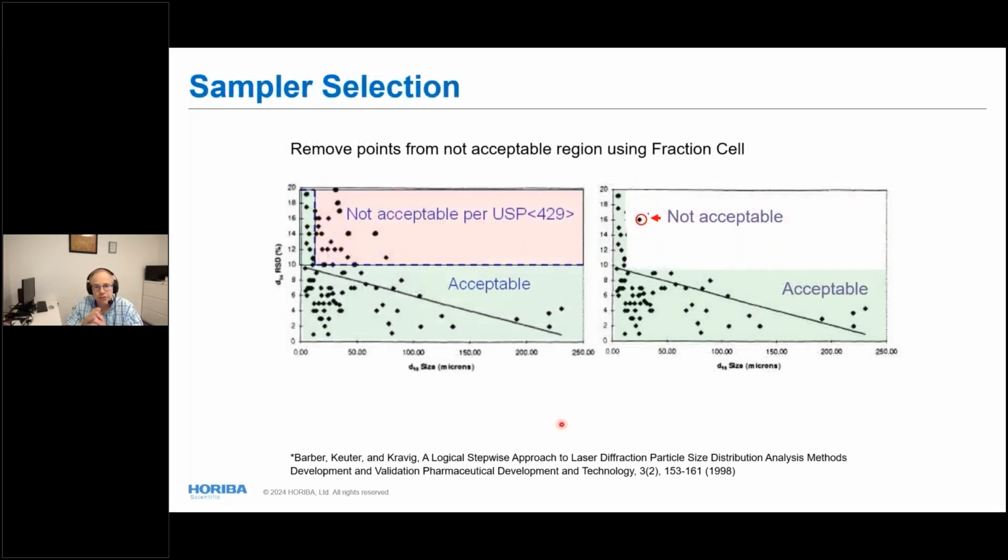When they removed the points from the non-acceptable region that were generated with the diffraction cell, there was only one left. So the take-home lesson was the diffraction cell really wasn't stirring the samples well enough to get good, repeatable data. And this is where I made my comment about 10 microns and settling becoming significant. So when things get to be over about 10 microns, you want to convince yourself that your sample behaves well before you go to the more gentle stirring of the fraction cell compared to the more powerful stirring in the mini flow and solver flow systems.